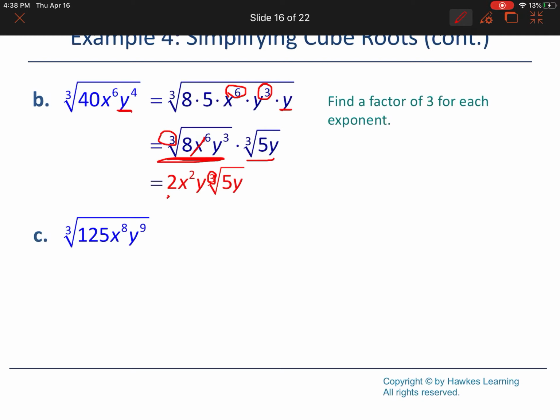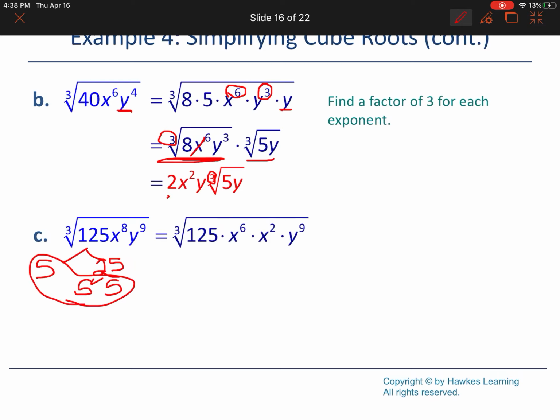Okay, here's one more. So pause the video and see if you can do this one. Okay, hopefully you figured out that 125 is a perfect cube. If you started factoring it, I would know that 5 goes in here, and when I divide it, I get 25, and 25 is 5 times 5, so that's how I know 125 is a perfect cube. I have 5 times 5 times 5, so that 5 will come out.